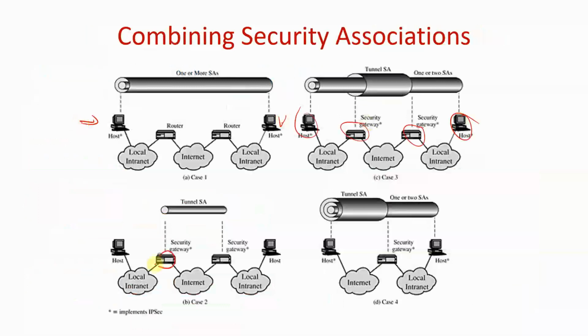Okay, or you can have a tunnel just between the gateways, and then before and after the gateway, it's just regular IP. You can also have a tunnel between the host and the gateway itself. There are several things that you are allowed to do in IP security. It just depends on what kind of services you want and where you want to implement them.